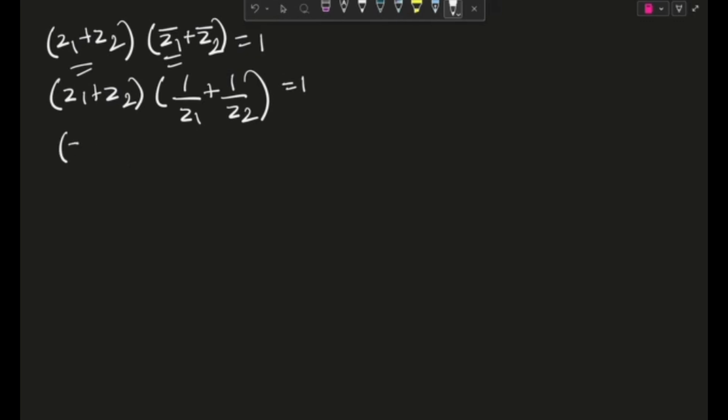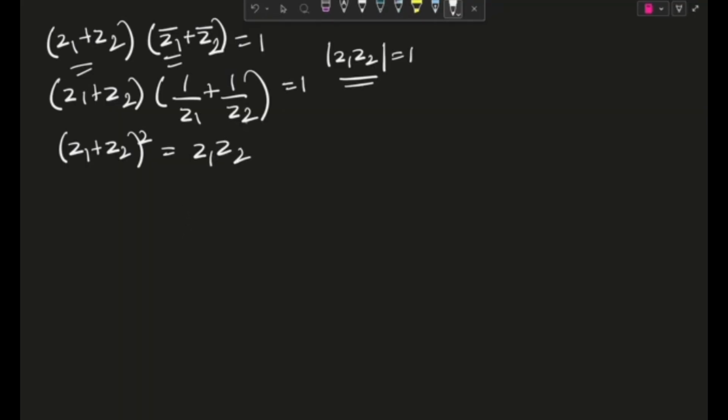So this thing automatically becomes z1 plus z2 whole square, divided by z1 z2, it was 1, and this thing is equal to, okay, z1 z2, I'm sorry, it was mod z1 z2 equal to 1. So z1 z2 actually gets shifted to RHS. I'm sorry.